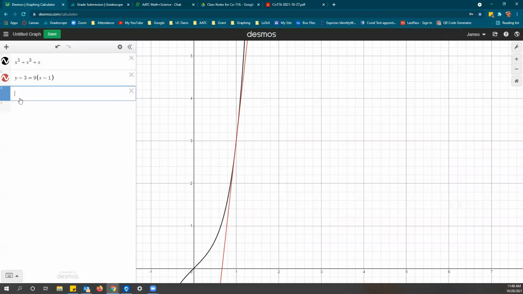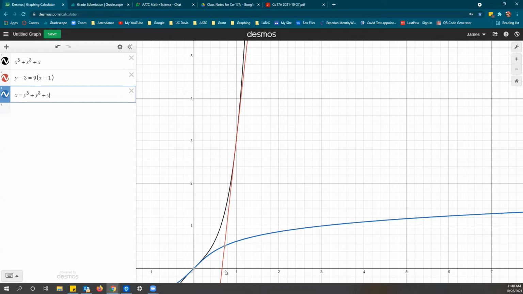Okay, but then what's cool about this is you can easily draw an inverse function on Desmos. Switch x and y. So x is going to be y to the 5th plus y cubed plus y. There's your inverse function. And at the point, instead of 1, 3, at the point 3, 1, the slope of the tangent line is definitely 1/9. Y minus 1 is equal to 1/9 times x minus 3.